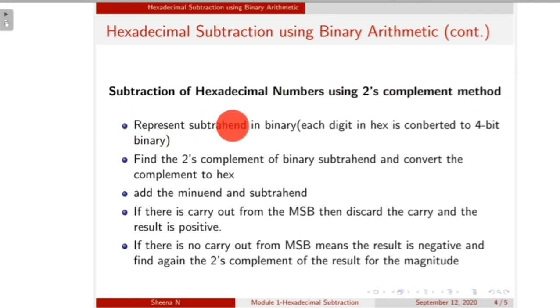Then subtraction of hexadecimal numbers using 2's complement method. The procedure is: represent the subtrahend in binary, that means each digit in hex is converted to 4-bit binary. Find the 2's complement of binary subtrahend and convert the complement to hex. Add the minuend and subtrahend. If there is a carry out from MSB, that means discard the carry and the result is positive. And if there is no carry, means the result is negative, and find again 2's complement of the result for magnitude. Okay, so this is the procedure for subtracting 2 hexadecimal numbers using binary arithmetic.